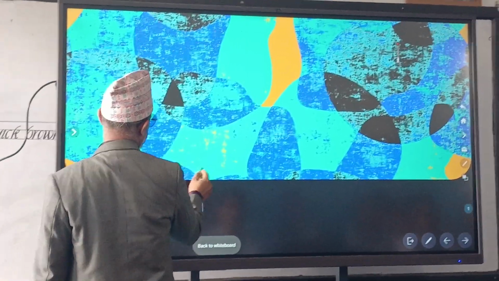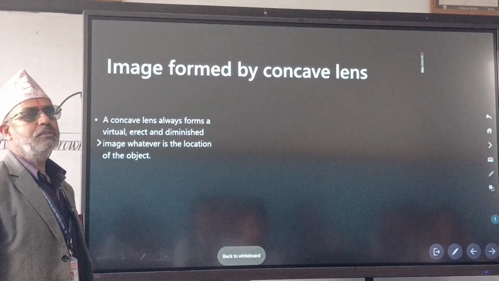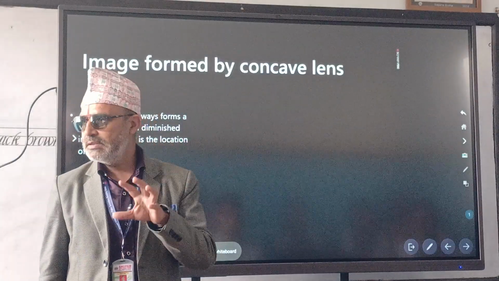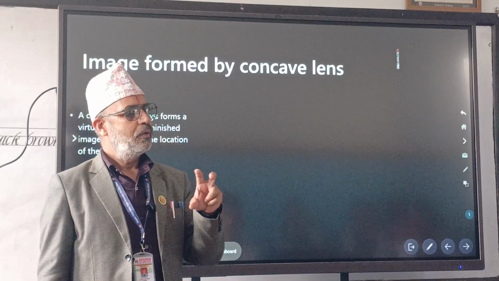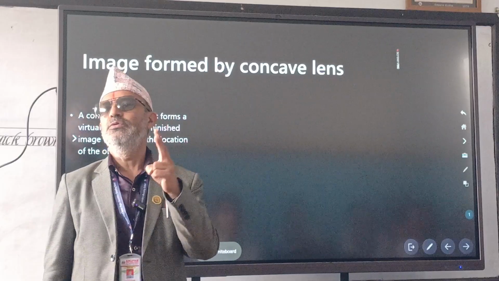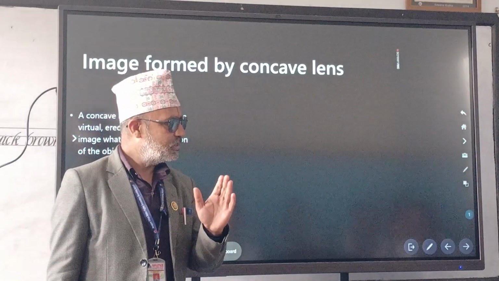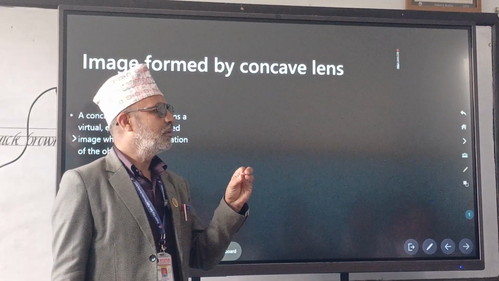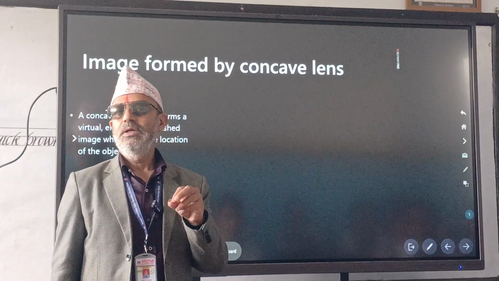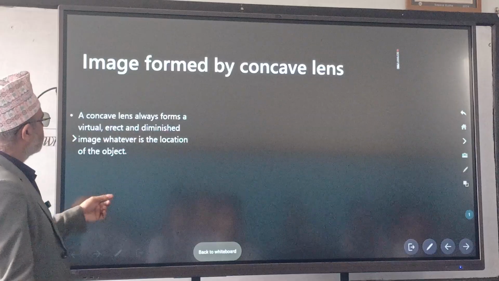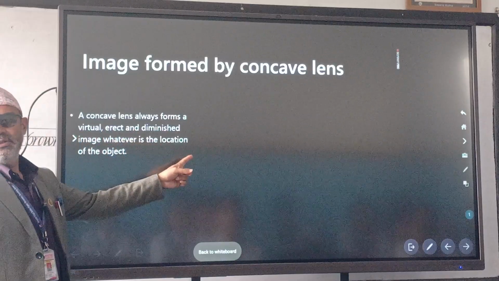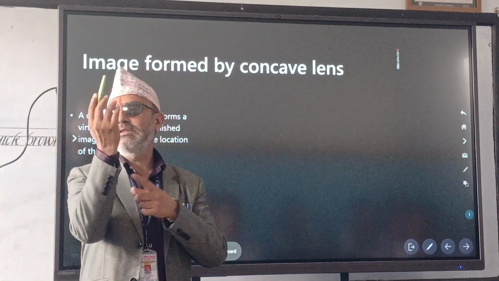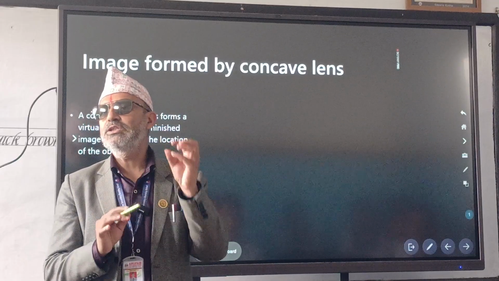We are continuing this one. Image formed by concave lens. Especially, there are 6 positions in a convex lens, but in the case of a concave lens, we have to discuss only 2. One is object at infinity, or object between infinity and lens. Always keep in mind that a concave lens makes a virtual, erect and diminished image. Virtual means not formed by the actual intersection of refracted rays, erect means upward, and diminished means smaller than the object.